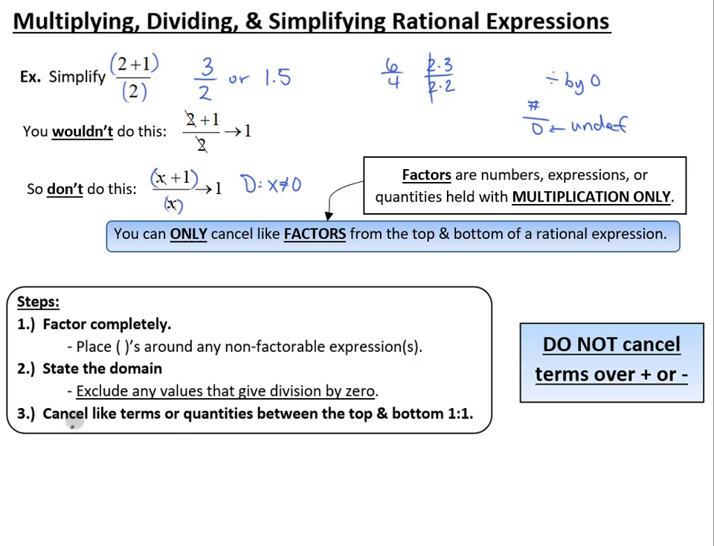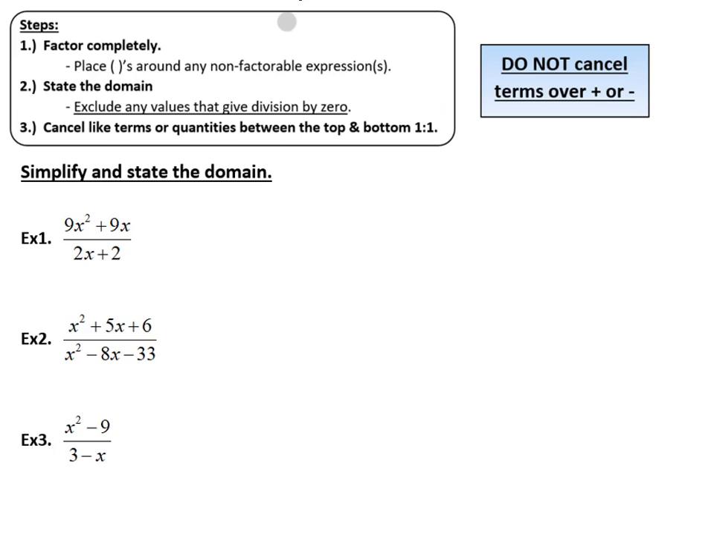Once we've factored it out, we can cancel like terms or quantities between the top and bottom at a 1-to-1 ratio. Do not cancel terms over addition or subtraction. In other words, do not cancel those x's out, just like you would not cancel those 2's out. Okay, so let's take a look. I have these steps up here again, but let's simplify each of these and state the domain.